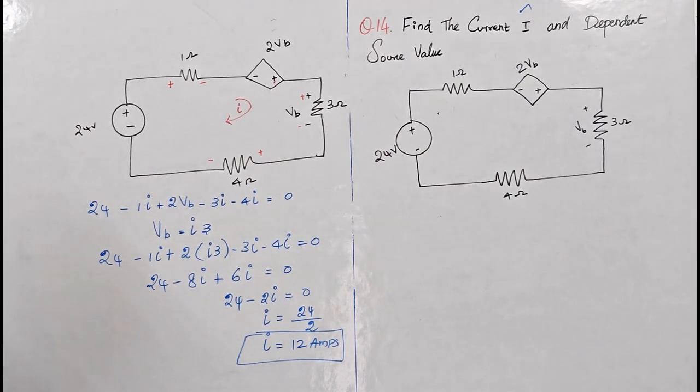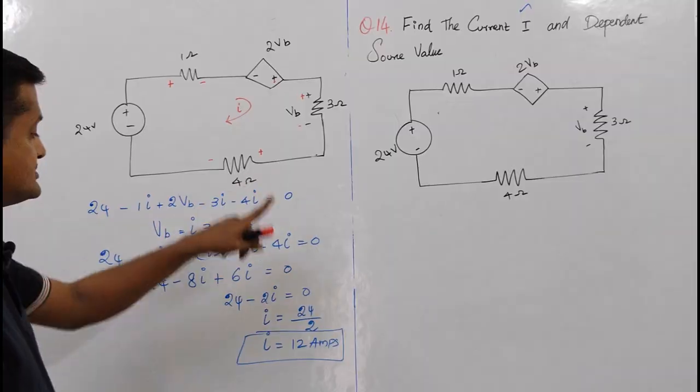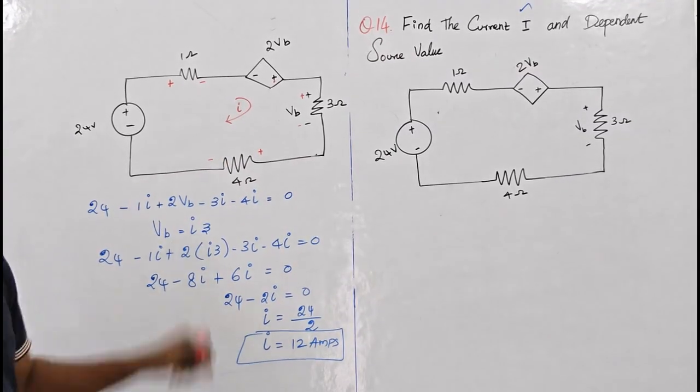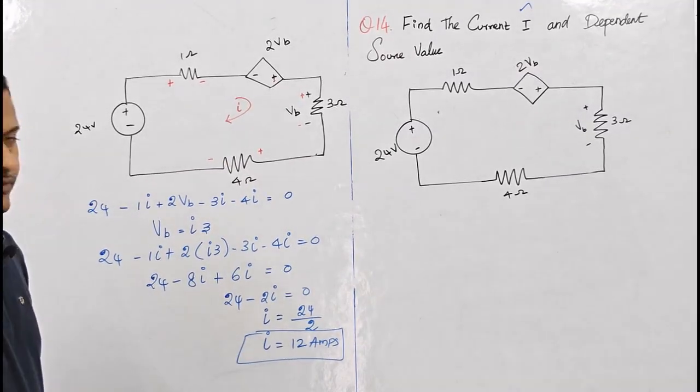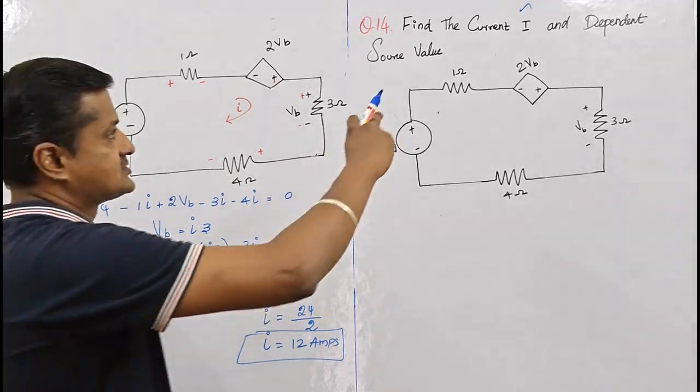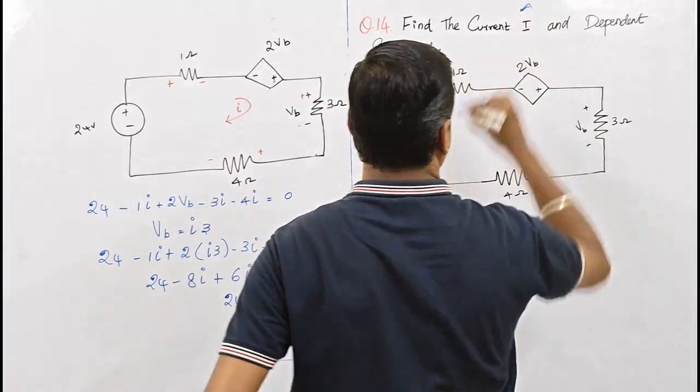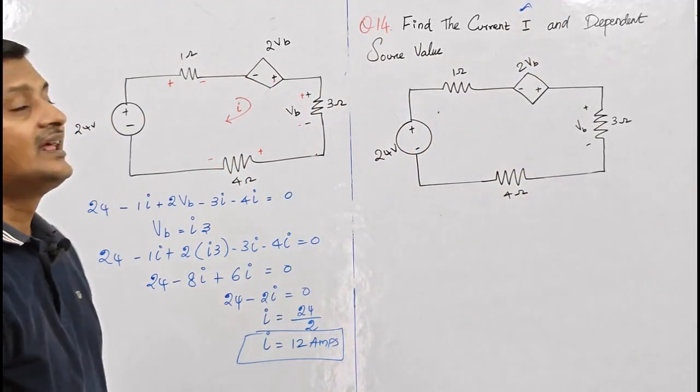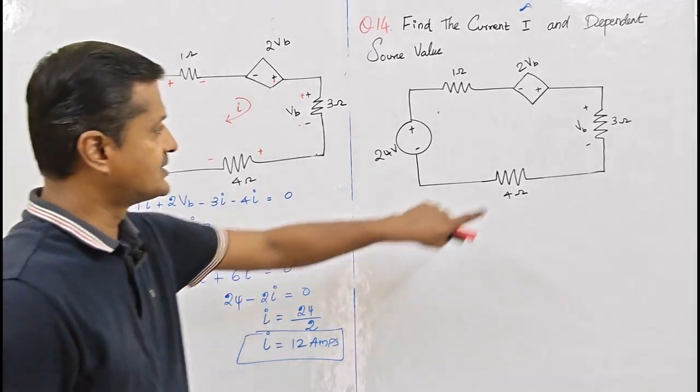I equal to 12 amps. By using Kirchhoff's voltage law, we can find the current value of I. So in the first step, we found I. Next we have to find the dependent source value. This is the dependent source.